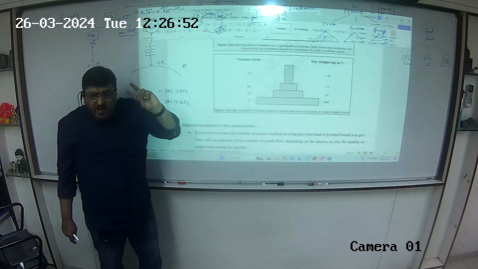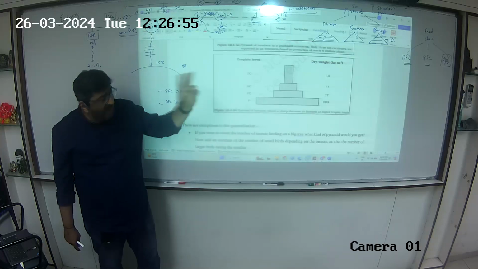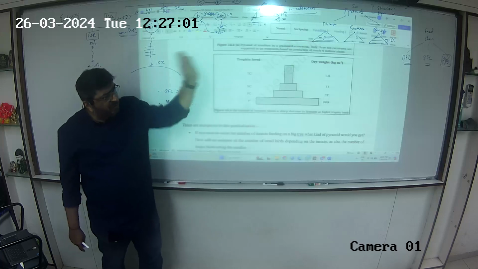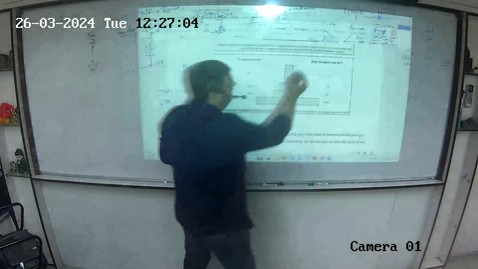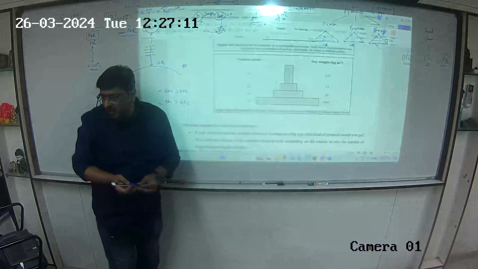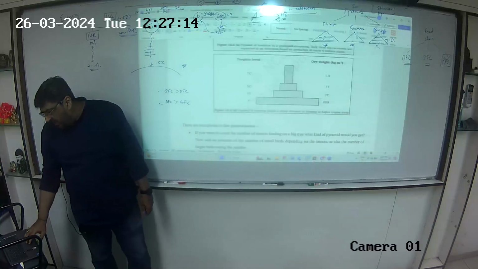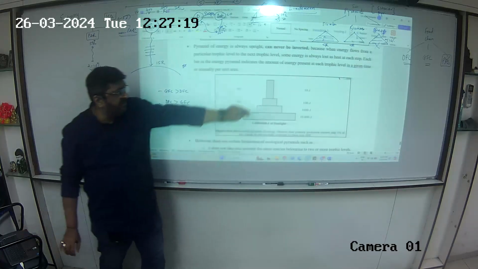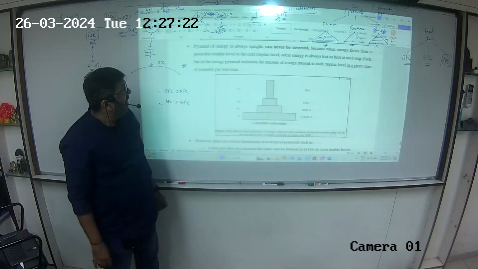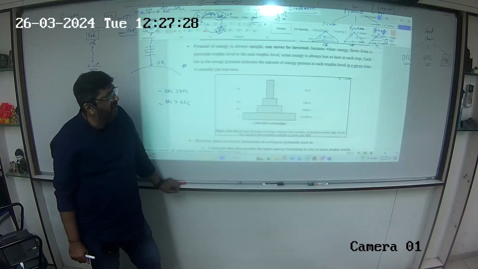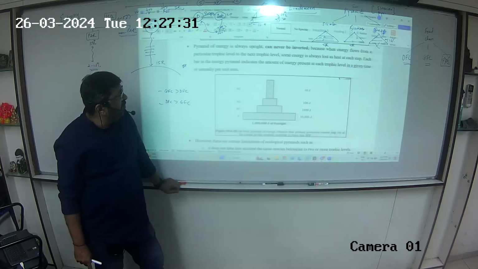Now for the pyramid of number and the pyramid of biomass, there are exceptions. The majority of ecosystems are upright, but for these two there are exceptions, and for this one there is no exception. There cannot be. So first let us see the pyramid of energy, then we'll come to the exceptions, please. Here, see the pyramid of energy. The pyramid of energy is always upright, can never be inverted. Because when energy flows from a particular trophic level to the next trophic level, some energy is always lost as heat.